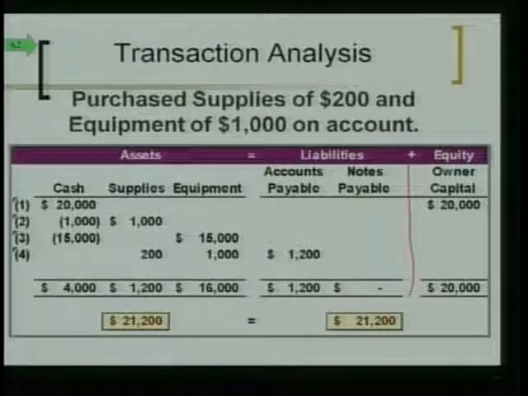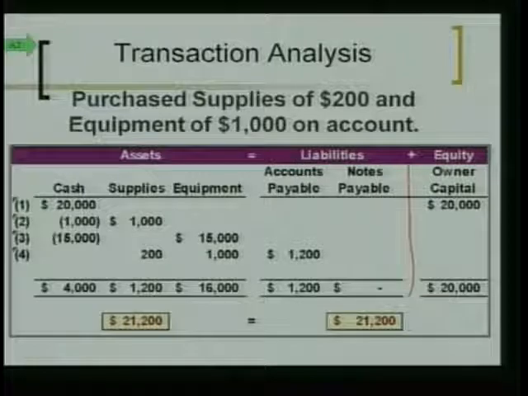Dual entry accounting just states that at least two accounts are affected. I've done transactions where it's affected 50 or 60 accounts, okay? But in order for the accounting equation to remain in balance, at least two accounts have to be affected. Now let me ask you this, is the accounting equation still equal?